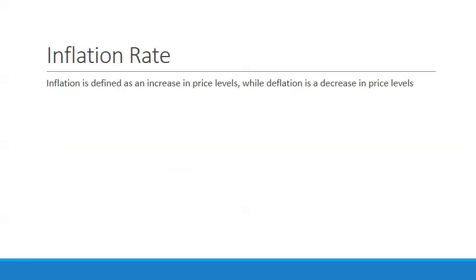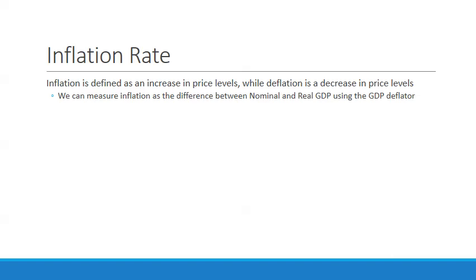So we want to begin, let's just go over our definitions again. Inflation is defined as the increase in price levels. Deflation is a decrease in price levels. The primary source of inflation is an increase in the money supply, which devalues the dollar and causes prices to increase, while deflation shows prices falling as a result of the supply of money decreasing, because then the dollar becomes more valuable. We can measure inflation as the difference between nominal and real GDP using the deflator, because it's just nominal divided by real, and that gives us a percentage.